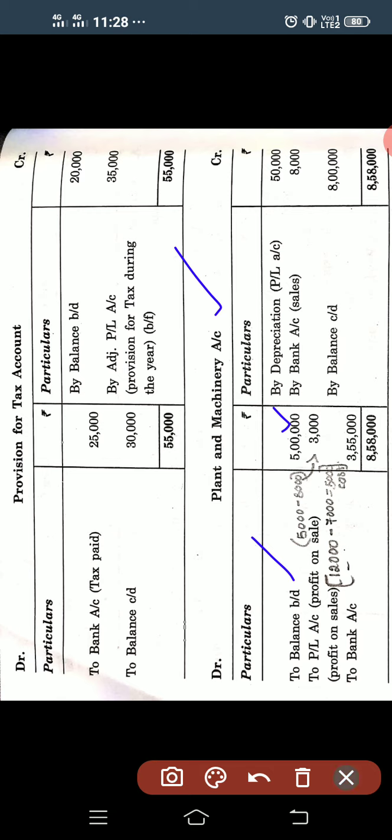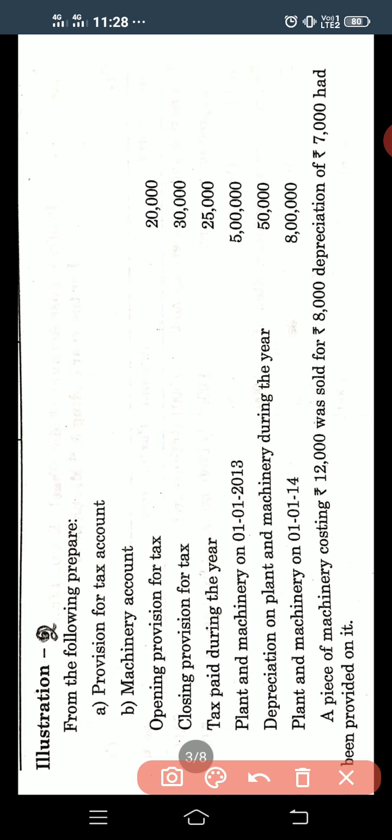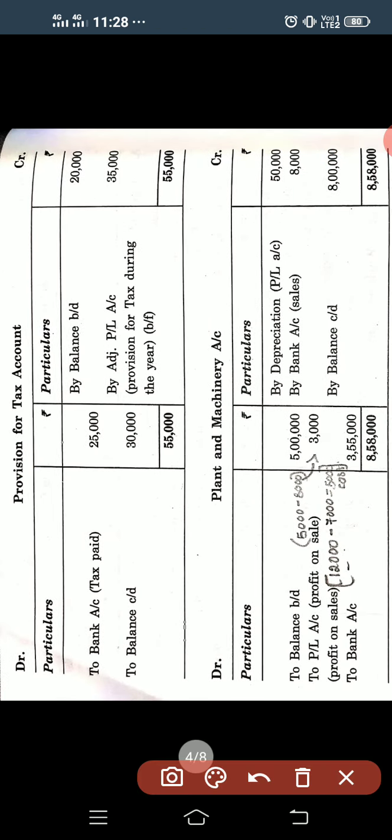Next, what is given in the problem? They have given the depreciation. So depreciation on plant and machinery during the year 50,000. So depreciation, where will it come? By depreciation account, that is profit and loss account, it will go, that is 50,000. Record it in the credit side.